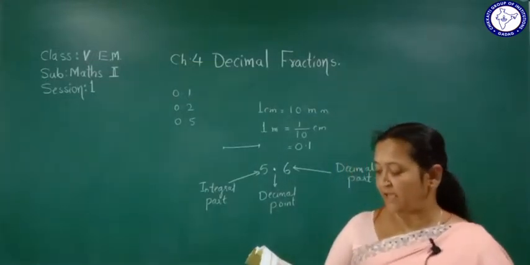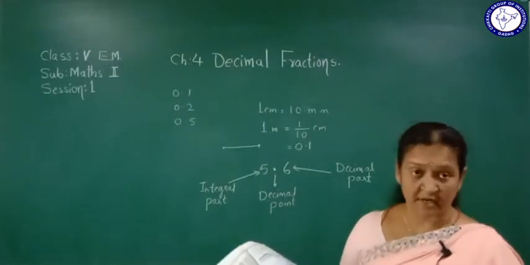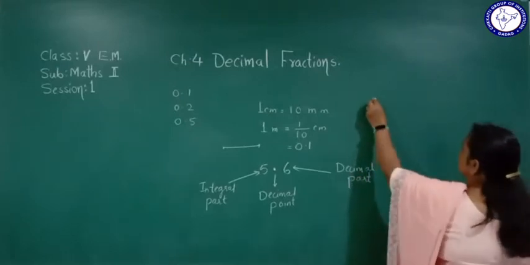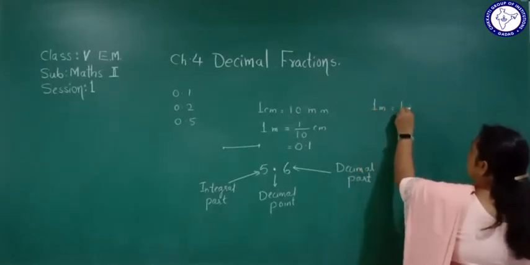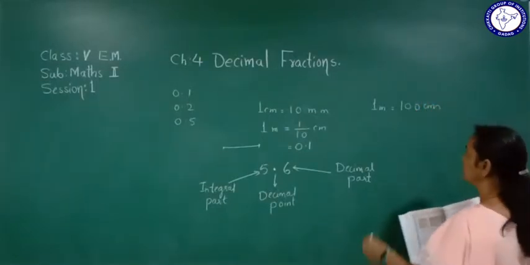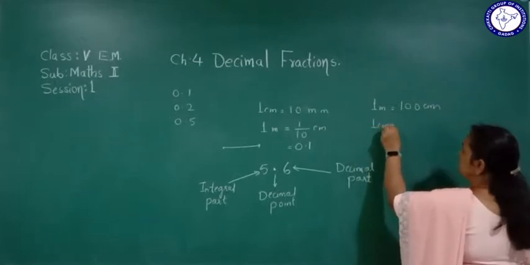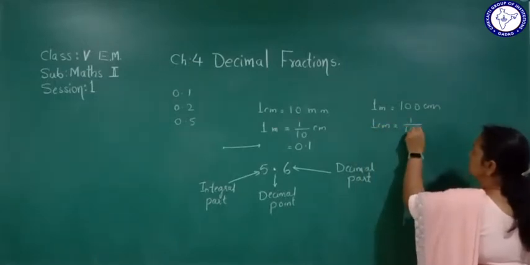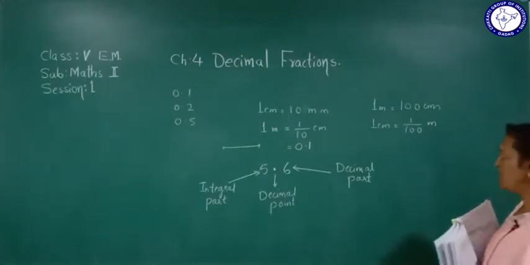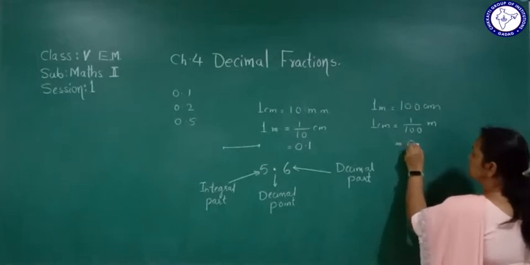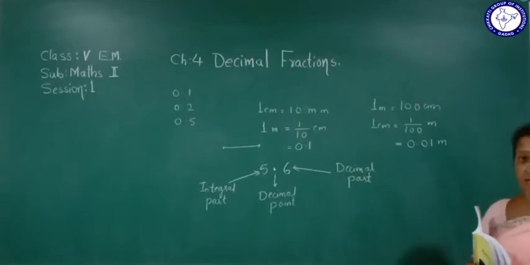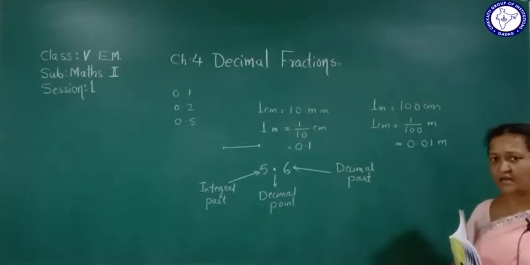Now here this is about 1 centimeter. If it is 1 meter, then in 1 meter we find 100 centimeters. Then 1 centimeter equals 1/100 meter. 1 centimeter is equal to 1/100th meter, or this we write as 0.01 meter.